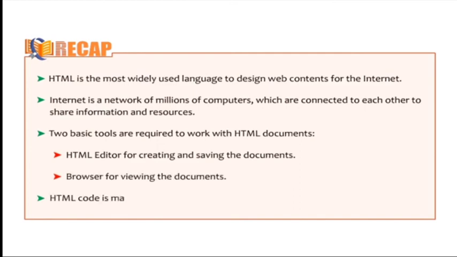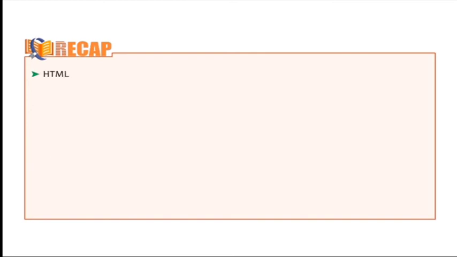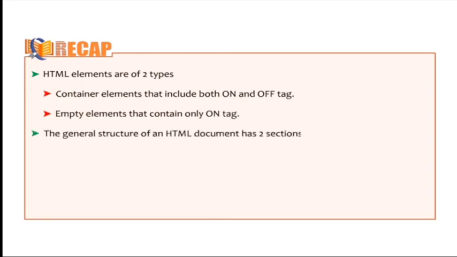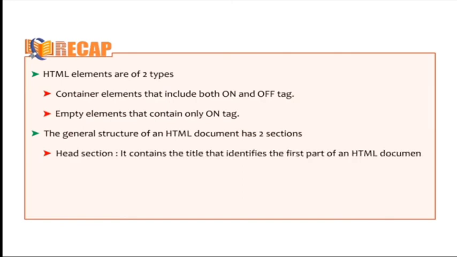HTML code is made up of elements, tags, and attributes. HTML elements are of two types: container elements that include both on and off tags, and empty elements that contain only the on tag. The general structure of an HTML document has two sections. Head section: it contains the title that identifies the first page of an HTML document. Body section: this is the section where we do most of the work.